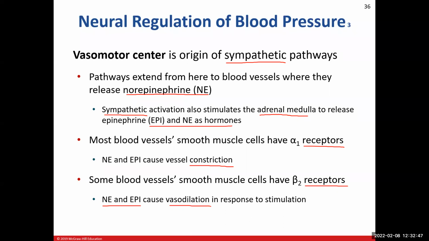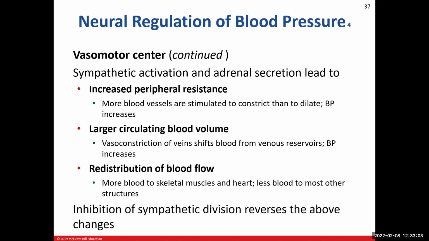So that's really dependent on, this is the first time that you're hearing about the alpha-1 and the beta-2 receptors. But point being, the vasomotor center is either going to cause vasoconstriction or vasodilation, depending on which receptors are being stimulated by norepinephrine and epinephrine. So here's what we're going to see. That sympathetic activation, that comes from the norepinephrine from the neurotransmitter, and also epinephrine and norepinephrine from the adrenal medulla, you can get an increase in peripheral resistance because we caused vasoconstriction.